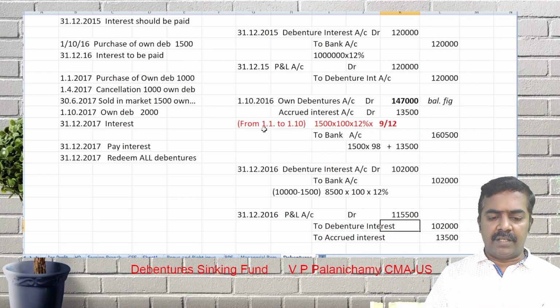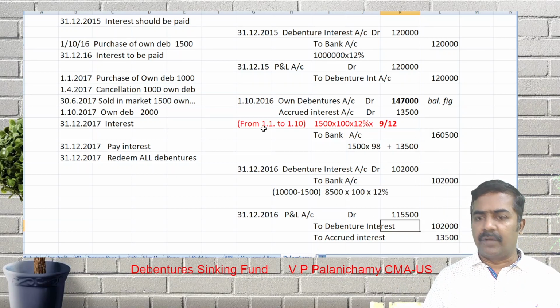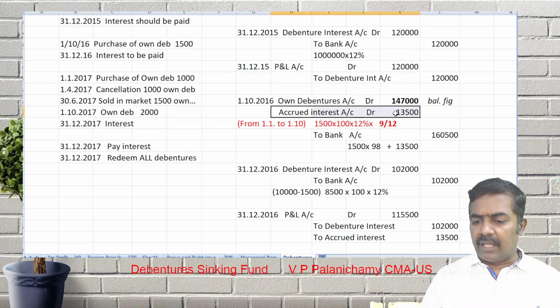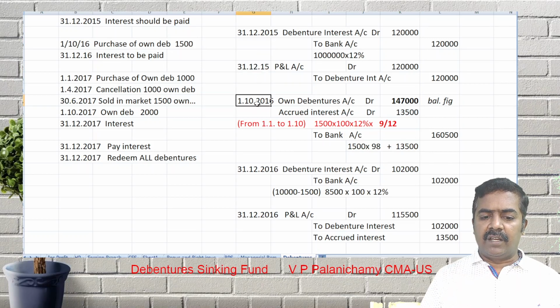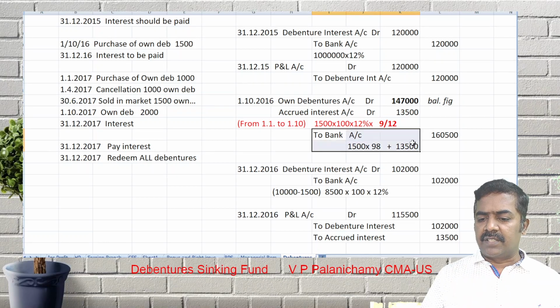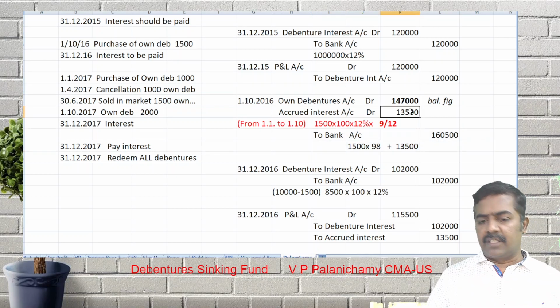Pay attention. 2017 you are going to pass yourselves. Wait. What have we done in 2016? Own debentures are purchased. Did you understand the accrued interest calculation? Why do we calculate 9 months? Previously we paid interest on 31st December. We are buying on 1st October. Now 9 months interest you have to pay. Since the quotation is silent, it is always what? Ex interest. So 13,500 interest has been paid.